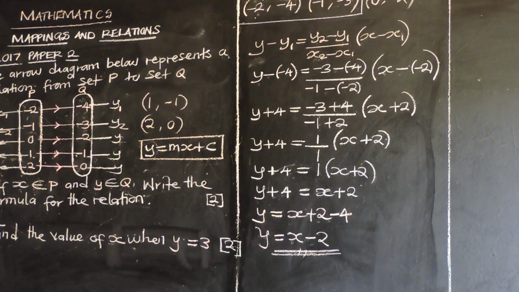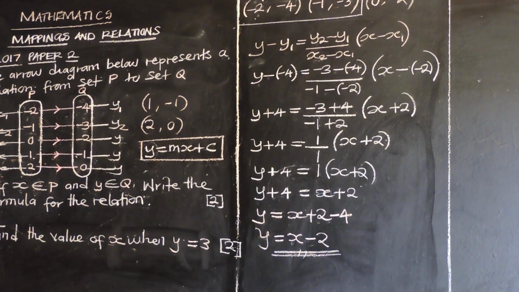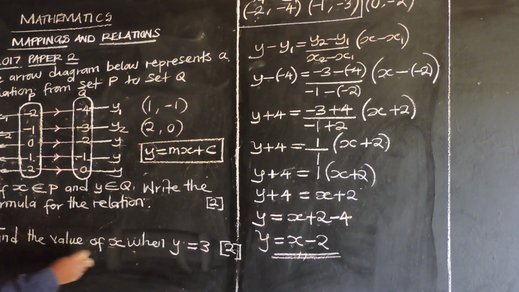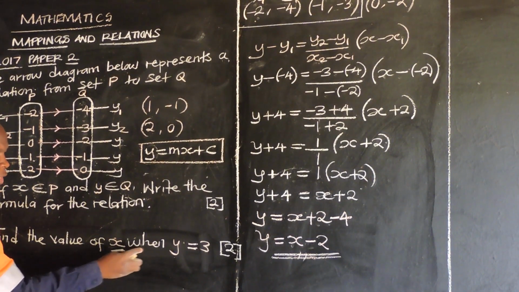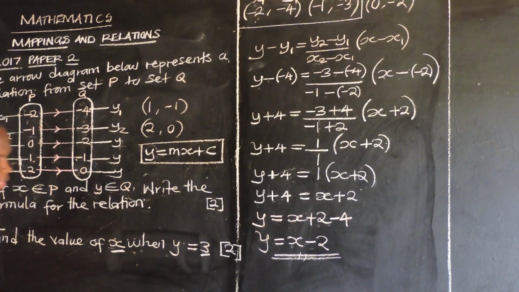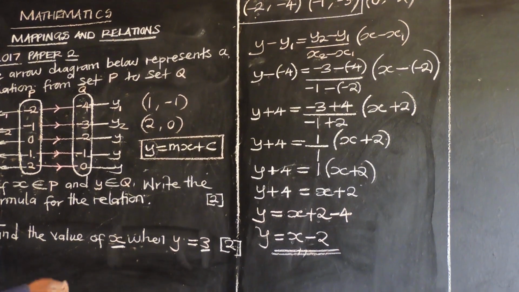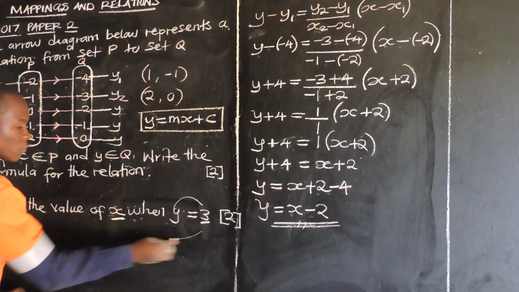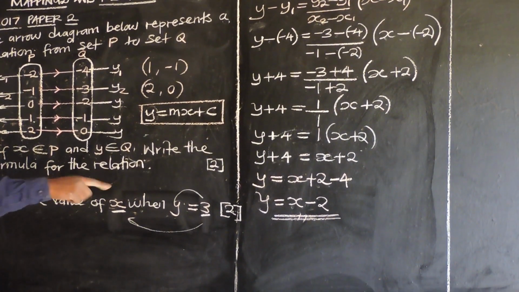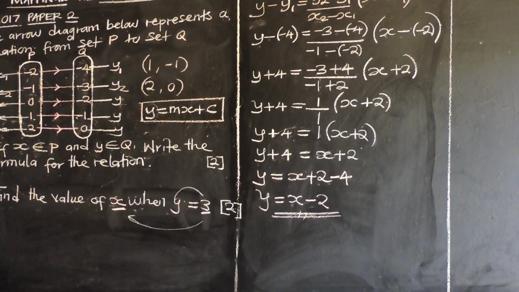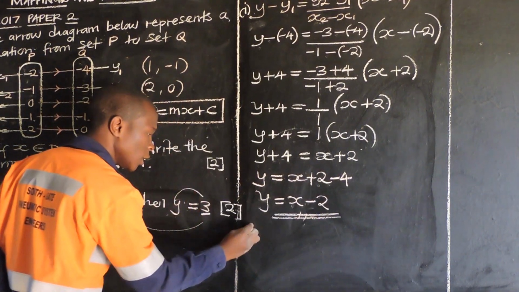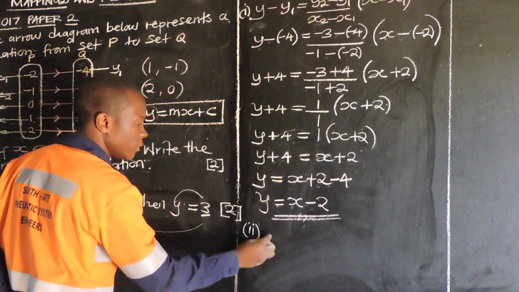So now we can answer the other question which is saying find the value of x. They want us to find the value of x. What is x when y is 3? So when y is equal to 3, what is x? So where there is y, we are going to put 3 to find x, in that equation, in that formula. So we've answered Roman numeral 1. This is our answer. So Roman numeral 2, we are going to use this same equation.